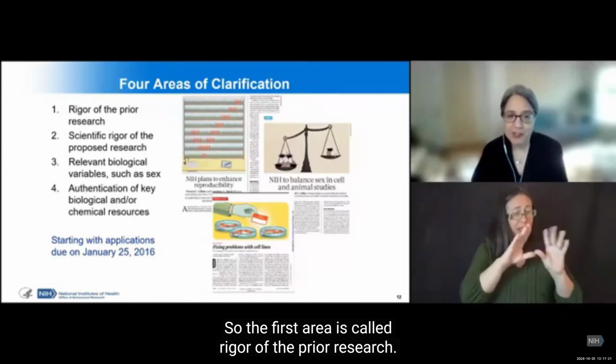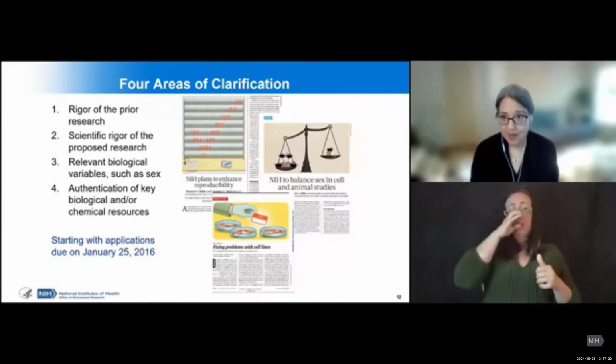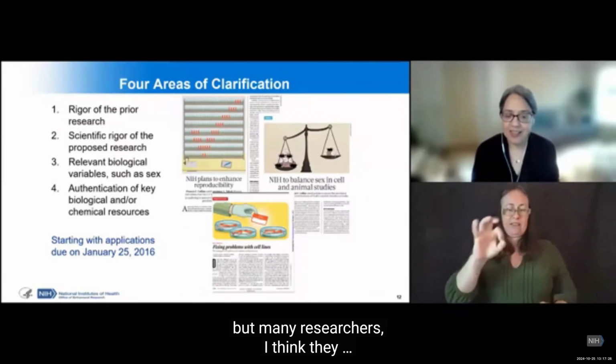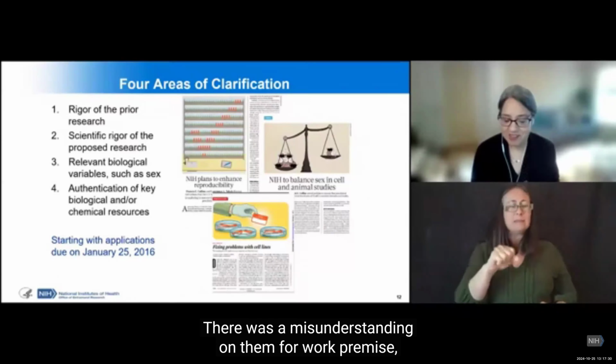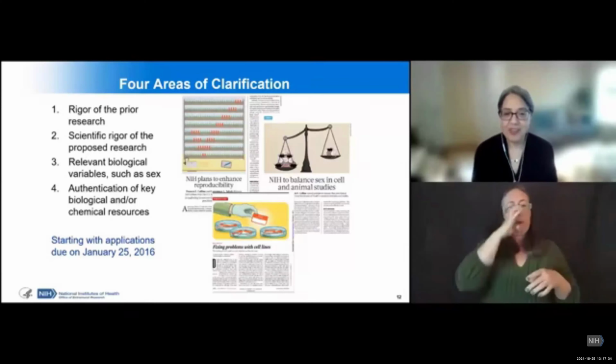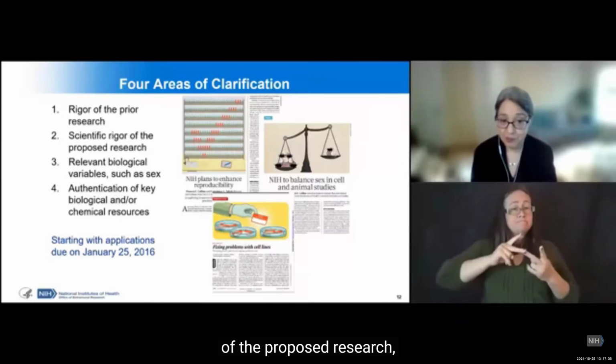There were four areas of clarification. The first area is called rigor of the prior research. Previously, it was called scientific premise, but I think there was misunderstanding of the word premise, so we now call it rigor of the prior research. The second one is scientific rigor of the proposed research.